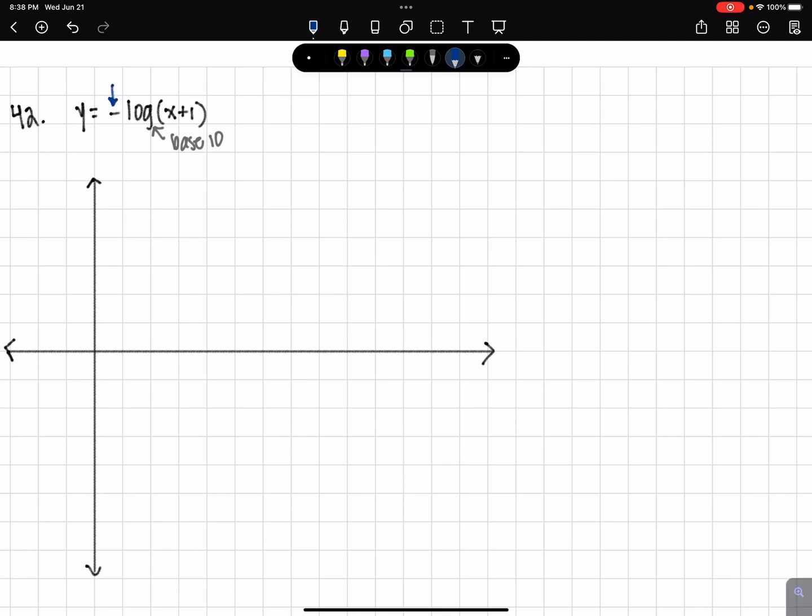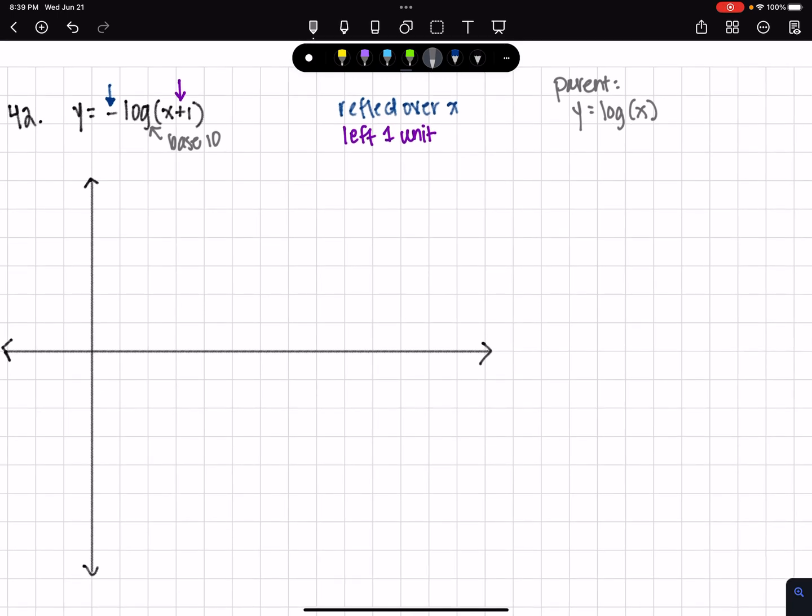So this transformation right here, this opposite on the outside, is a reflect over the x-axis. And then this plus 1 on the inside is left 1 unit. And what's being reflected, what's going left, is the parent function. So your parent function is y equals the log of x. Now, log base 10 of x. So I'm going to plot that parent function first.